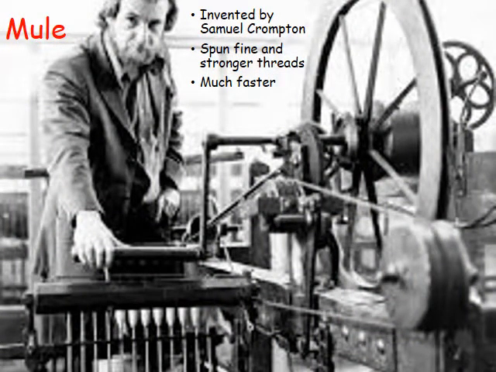Samuel Crompton was successful in inventing a machine called the Mule, which overcame the drawbacks of the earlier machines. This machine not only spun fine and stronger threads, but it was much faster than the earlier machines.